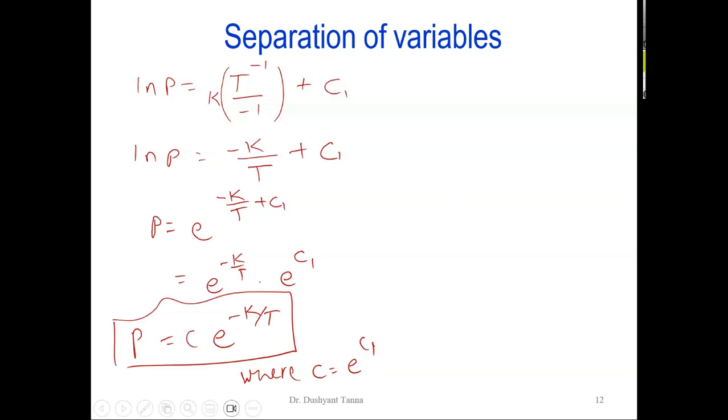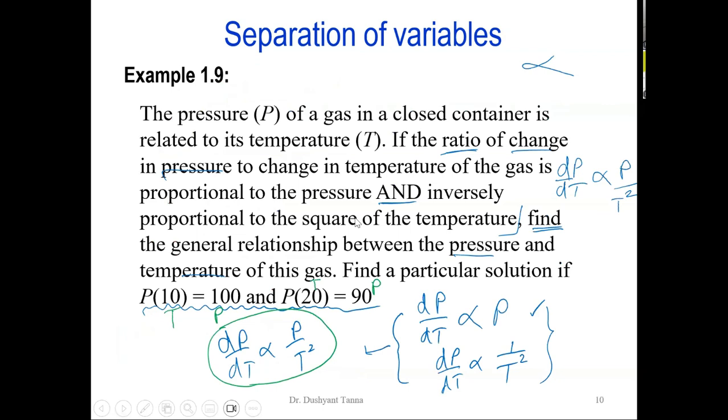Now we go one step further. What is the next step? What will we do now? We will replace the values given. This is a part of the question. The question says, find the general relation between the pressure and temperature of the gas. Halfway done, you found the relation using the integration variable separable technique. Now, find a particular solution if two values are given. So this is what we will do next.